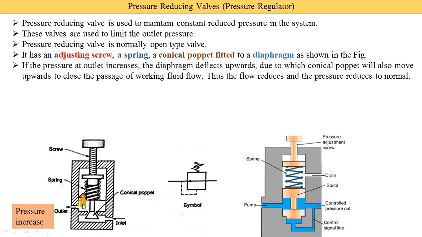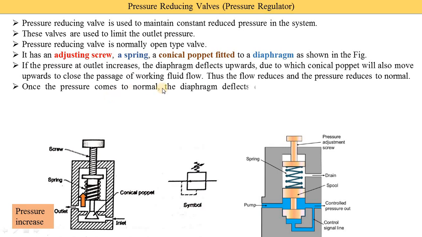So when this diaphragm moves in the upper direction, the conical poppet also moves in the upper direction, and when this conical poppet moves upward, this passage is closed or the area of this passage is reduced, and when the area of the passage is reduced, flow is reduced. When the area is reduced, flow is reduced and the pressure is reduced to normal.